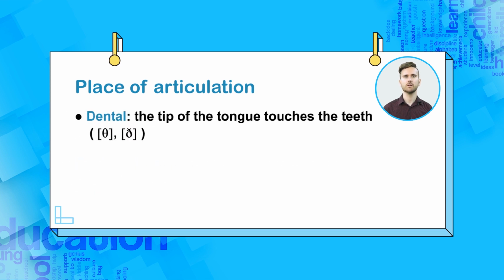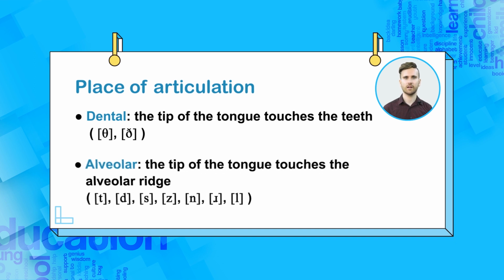3. Dental sounds. To make these, the tip of the tongue touches the teeth. The English dental sounds are th and th. 4. Alveolar sounds. To make these, the tip of the tongue touches the alveolar ridge. The English alveolar sounds are t, d, s, z, n, r, and l.